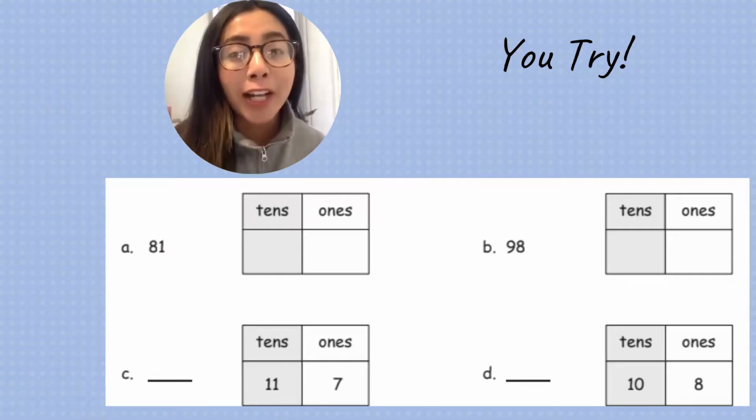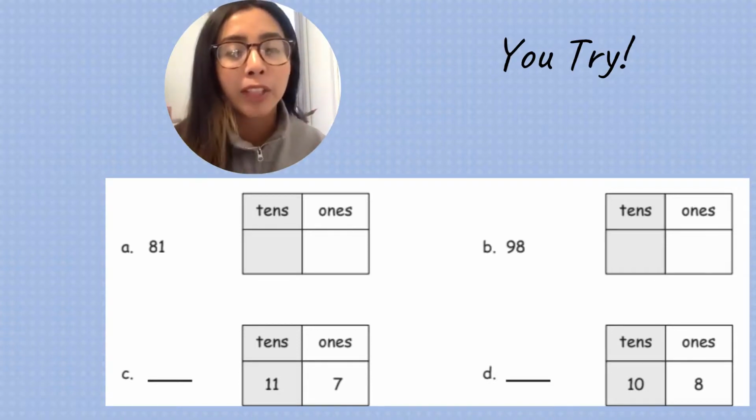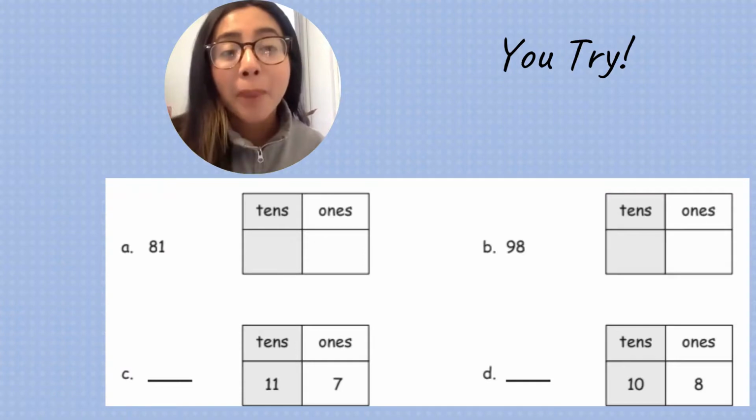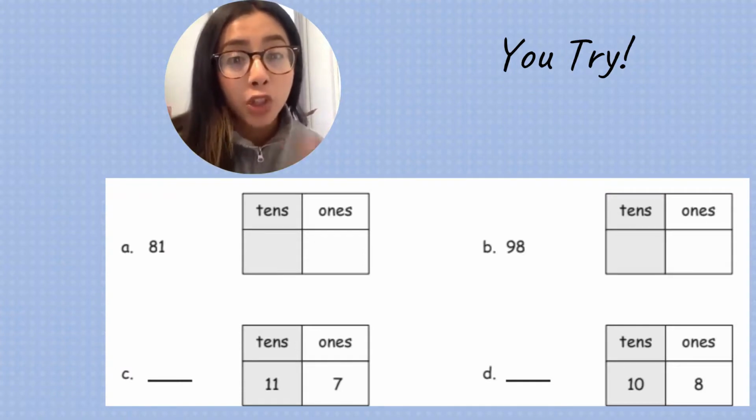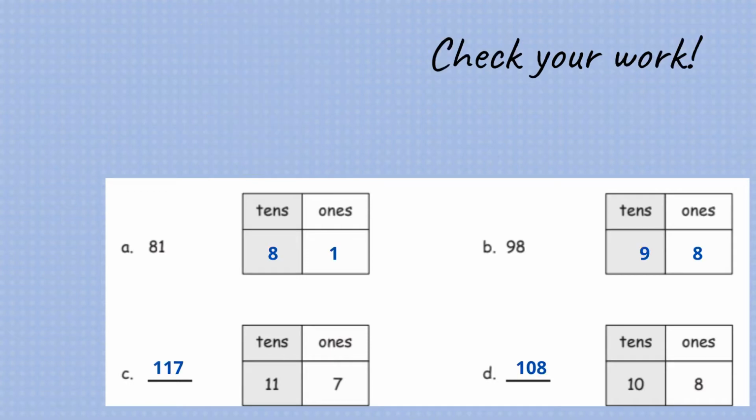Now I want you to try all by yourself to do these next problems just like we did. Think about how many tens and ones are in the number or how you can write the number the regular way. Pause the video and then come back to check your work and see, did you get all the right answers?